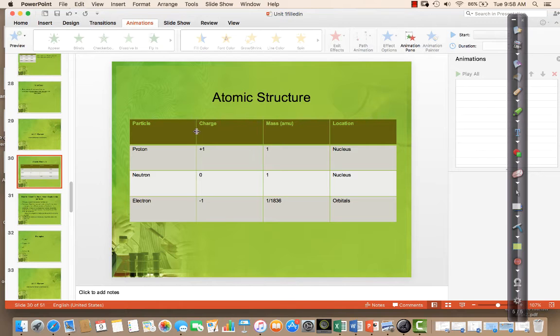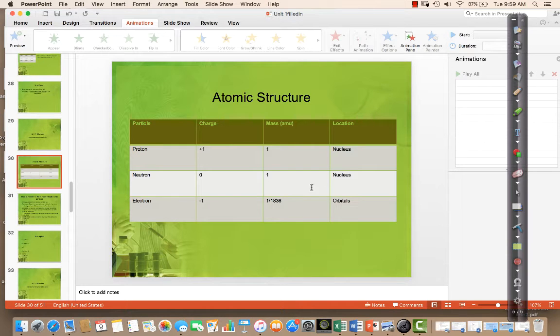Okay, so the protons have a positive one charge, so they are positively charged. They have a mass of 1 atomic mass unit, so an AMU is its own unit. And that's because atoms are so small, that's the easiest way to determine the mass. So one proton is going to be 1 atomic mass unit, and the protons are located in the nucleus. The neutrons are also located in the nucleus, but they are neutral. They have no charge associated to them. But they also have a mass of 1 atomic mass unit.